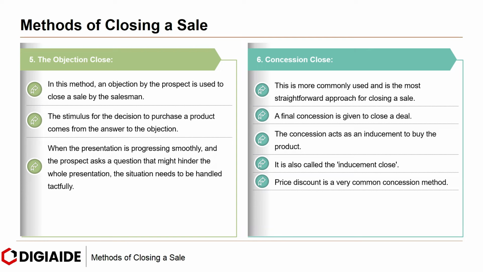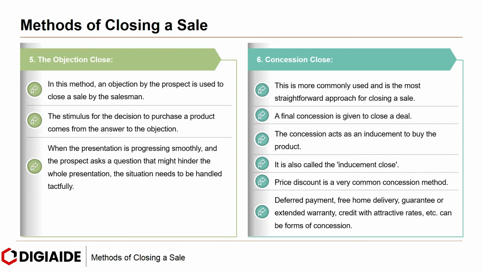Price discount is a very common concession method. Moving on, deferred payments, free home delivery, guarantee or extended warranty, credit with attractive rates, etc. can be forms of concession.